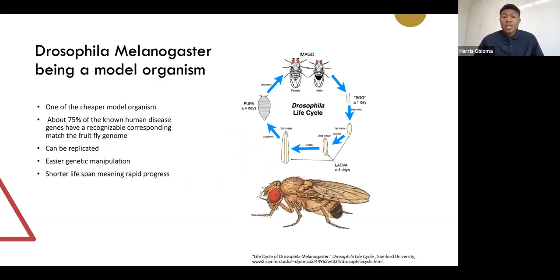So why do we use Drosophila melanogaster as the perfect model organism? It's one of the cheaper model organisms, and 75% of known human disease genes have a recognizable corresponding match in the fruit fly genome. Also, it can be easily replicated, it's easier to do genetic manipulation, and there's a shorter lifespan, meaning rapid progress.